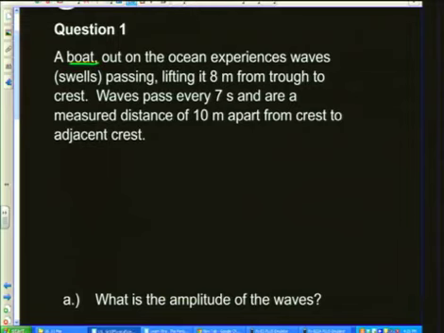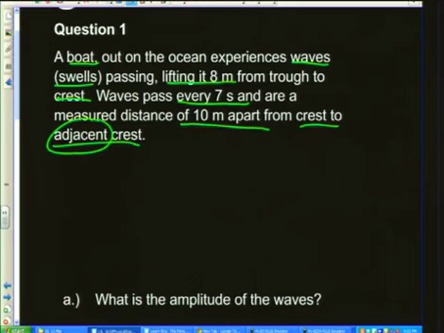It says a boat out on the ocean experiences waves. So they're water waves. They're really just swells passing underneath it, lifting it 8 meters from the trough to the crest, and the waves pass every 7 seconds and are a measured distance of 10 meters apart from crest to adjacent crest. Adjacent means next to. So that was quite a mouthful. Guys, I get lost in these sort of things.